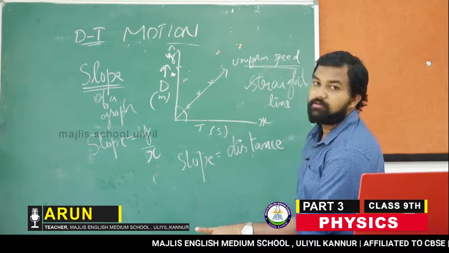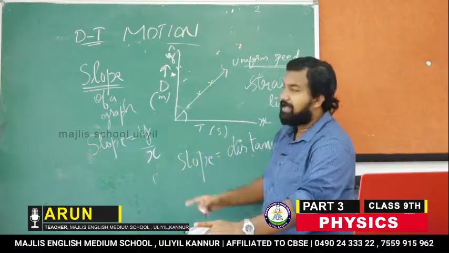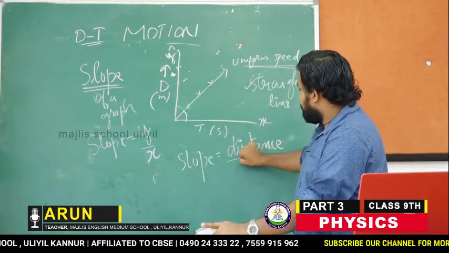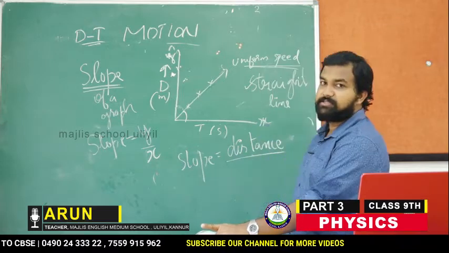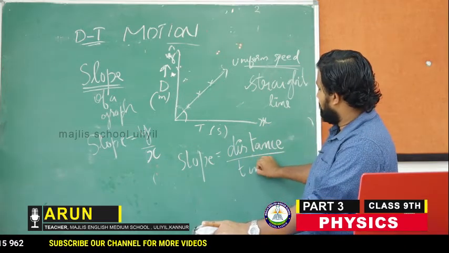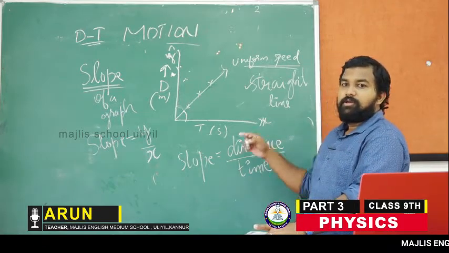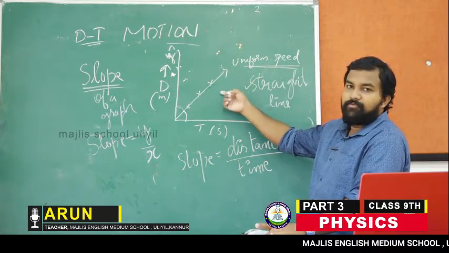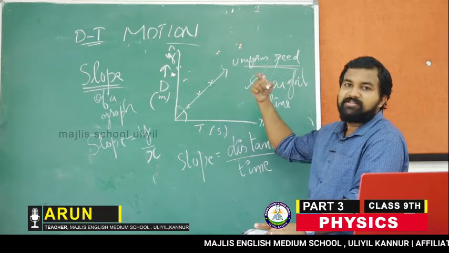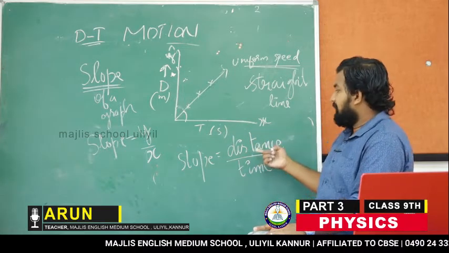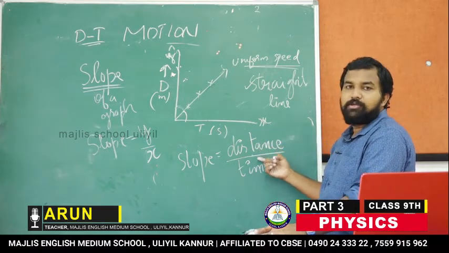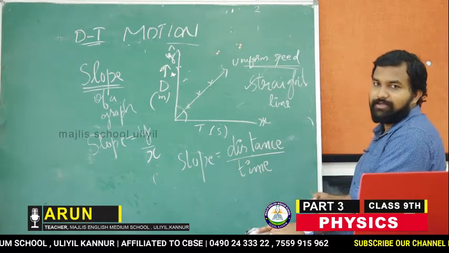The quantity measured on the y-axis is distance. And what is the quantity measured on the x-axis? That is time. So, in a distance-time graph, when we calculate the slope of that graph, we will understand that the slope is equal to distance by time.